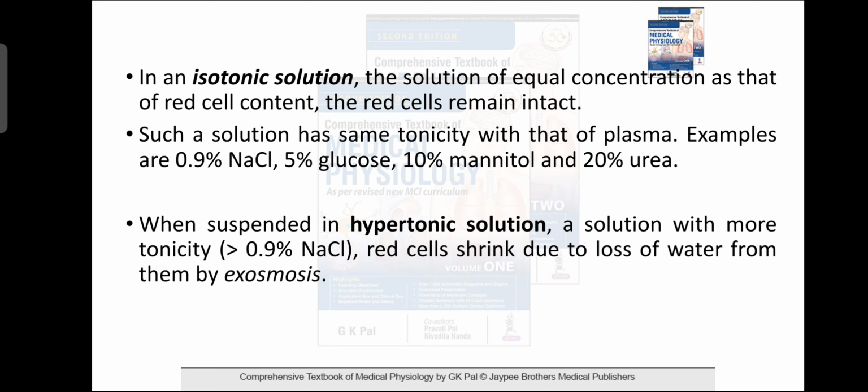Hypertonic solution means the tonicity is more than 0.9%. So if we place the RBC in a hypertonic solution, what happens? In a hypertonic solution, the RBC shrinks because there is loss of water from the RBC by osmosis.